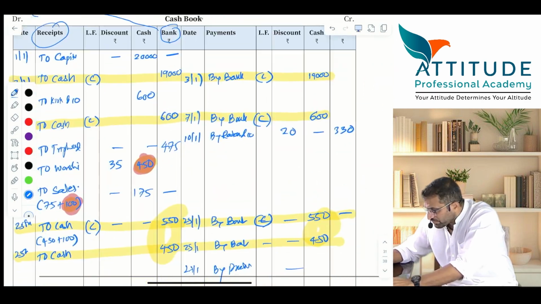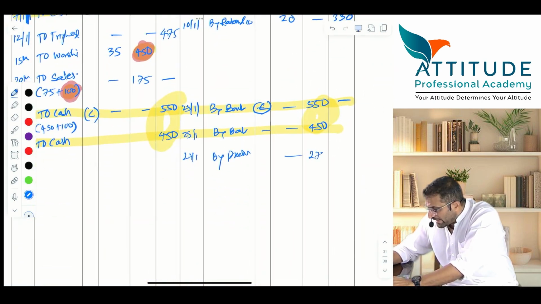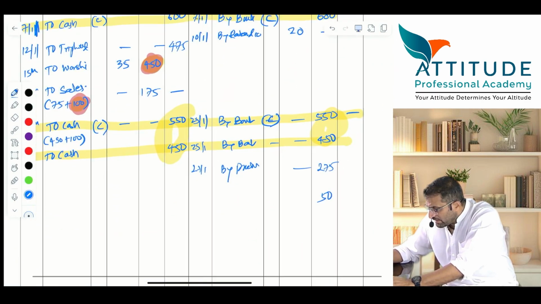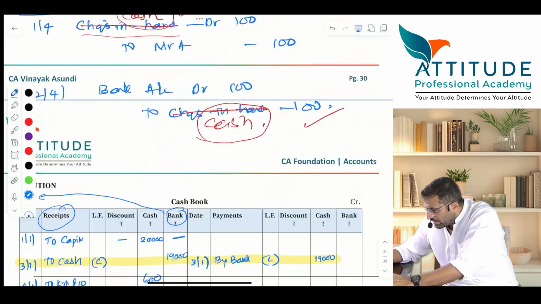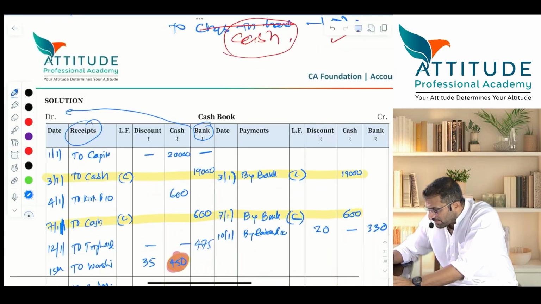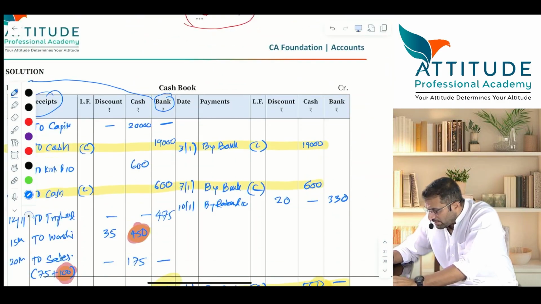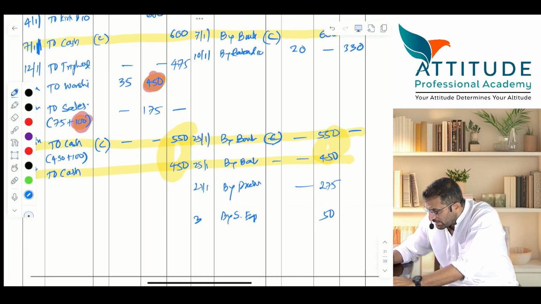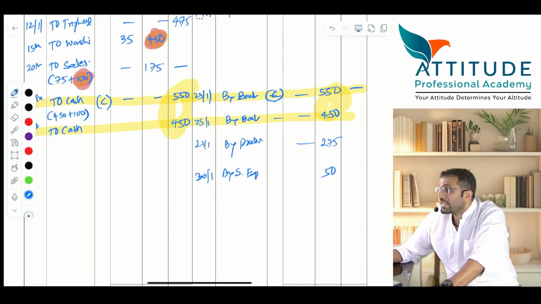275. 275 एक है and 50 एक है ना. Sundry expenses by sundry expenses which is on 30th. This is on 30th, correct? 30th Jan. Is that clear?